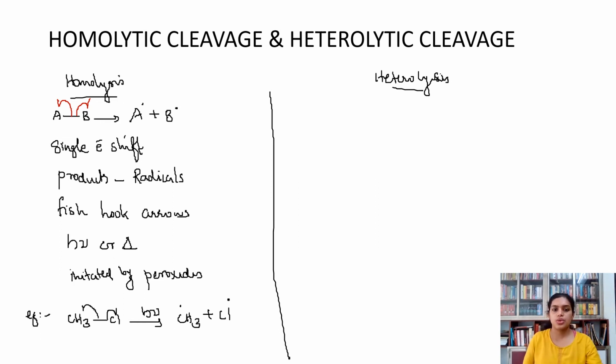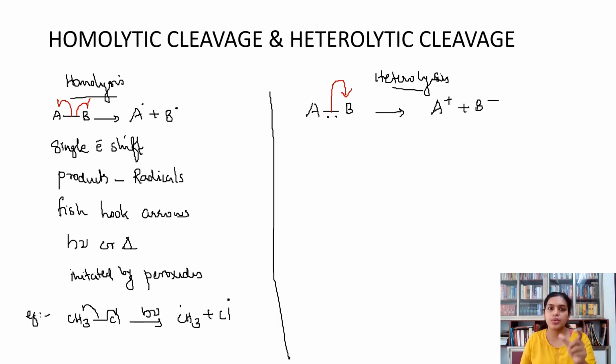Okay, so in the case of heterolysis, it can be represented in two ways. Suppose the bond shift is like this, from A to B. Then the resultant species obtained will be A plus and B minus. This A-B bond is made up of two electrons, and in this representation we can understand that two electrons are shifted to B, which means that A has lost its own electron.